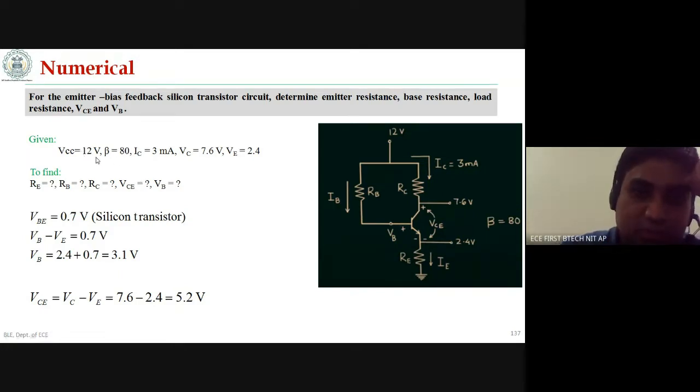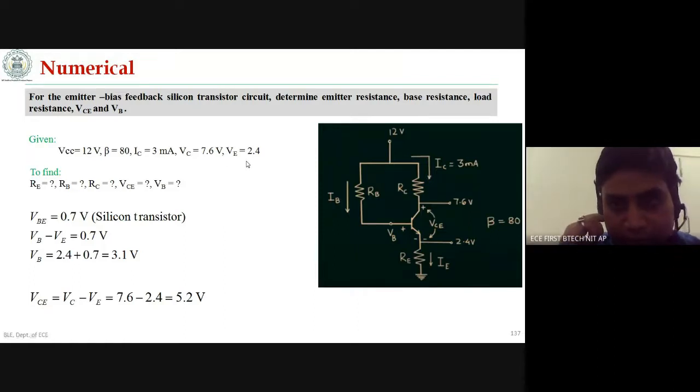VCC is given 12 volt, beta is given 80, collector current is 3 milliampere, VC is given 7.6 volt, VE is 2.4. Okay, so these are all given. We need to find out the emitter resistance, base resistance, collector resistance, the collector emitter voltage, and the base voltage.